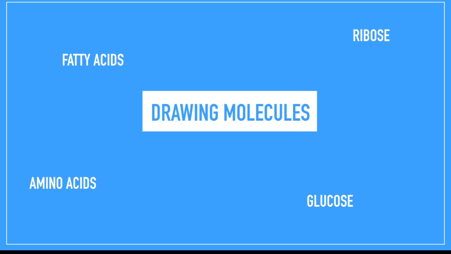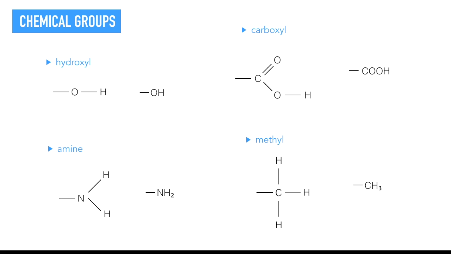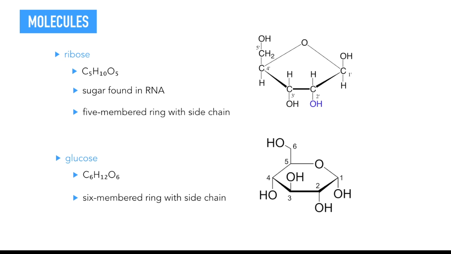Now let's talk about drawing molecules. First, we have to know some chemical groups: hydroxyl, amine, carboxyl, and methyl. It's good to remember the structures of these to draw molecular compounds, so just keep those in mind. Let's talk about the molecules now.